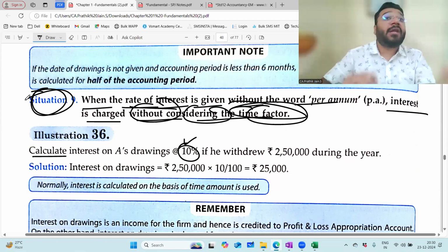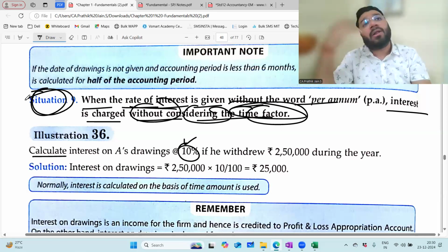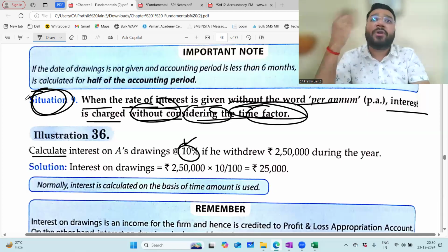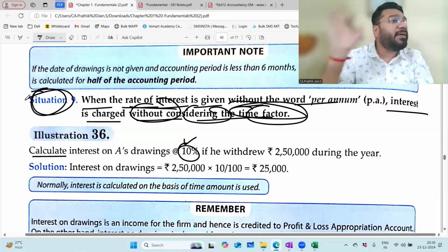Yes, sir. Whereas logically, conceptually, this can be applied for all the other concepts also, for interest on capital and loan also. But in the entire 12th CBSE, they have restricted it to drawings.